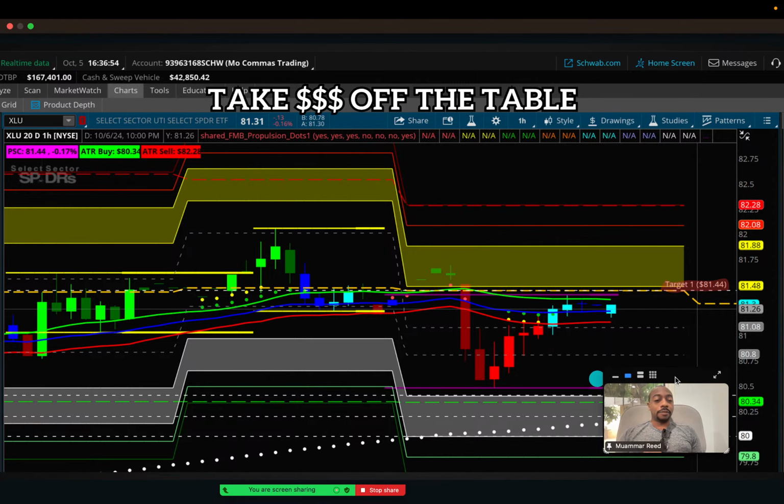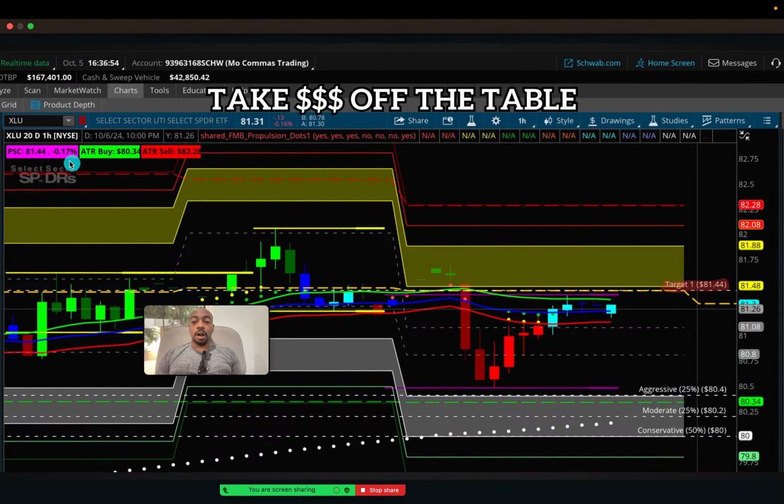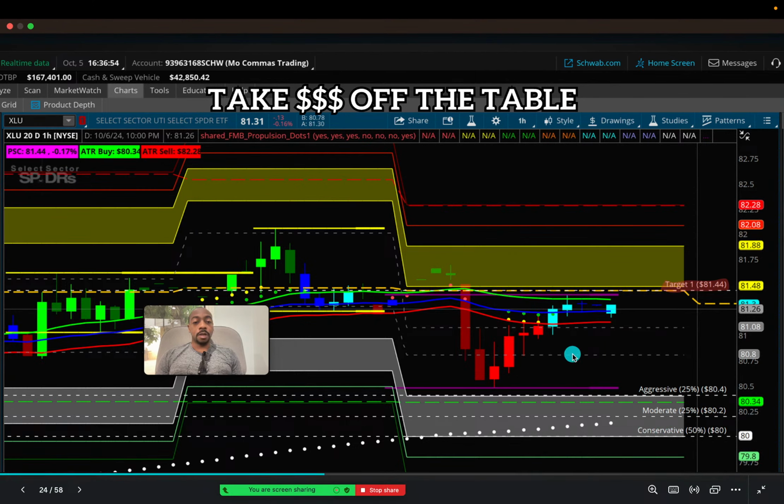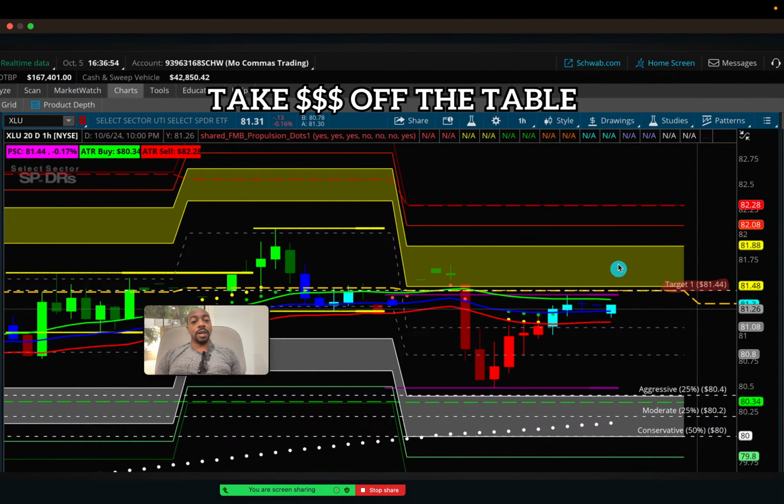So take some money off the table. Here's the same chart of XLU. Here's my aggressive level, my moderate level, my conservative level. My target number 1 is going to be right here, right before it gets to this overextended range in the yellow. So that is my predetermined target. I'm going to have a limit order sitting right there to sell half of my position if we hit this target and XLU comes up to 81.48. And this is a hypothetical trade that I'm taking you through.